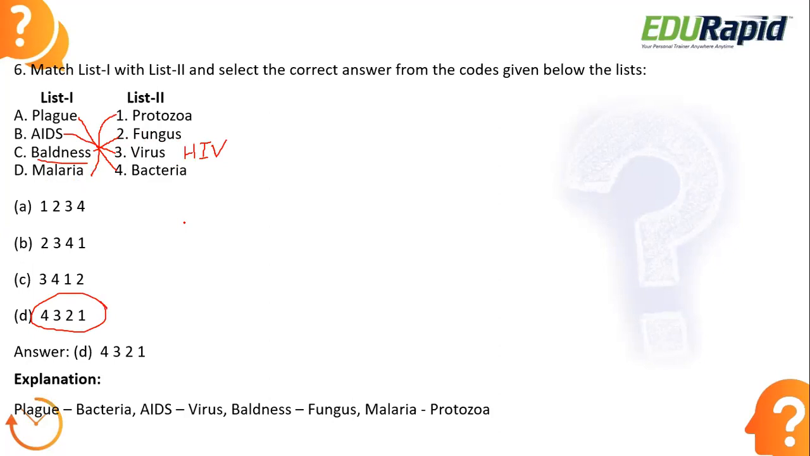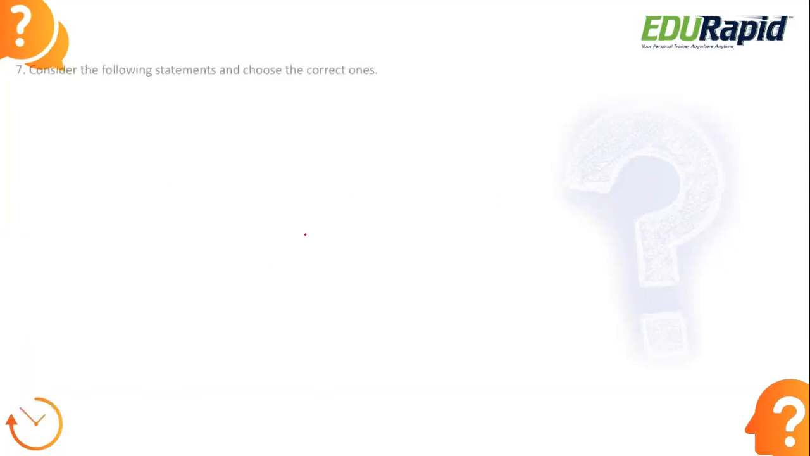Okay, protozoa. Here it is all carried by a vector. The one vector which usually carries this protozoa is the mosquito. The female Anopheles mosquito is the one that carries the protozoan species which causes malaria. Okay, now move to the next question.